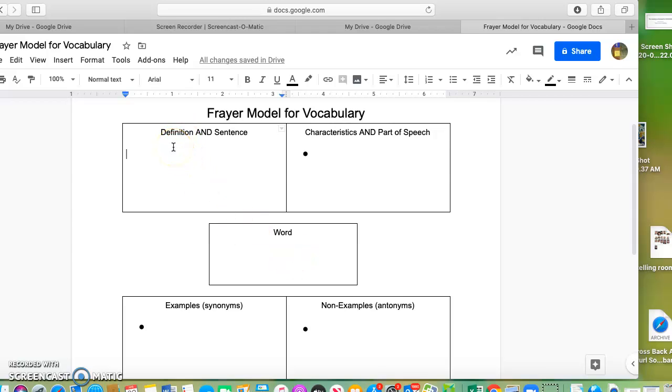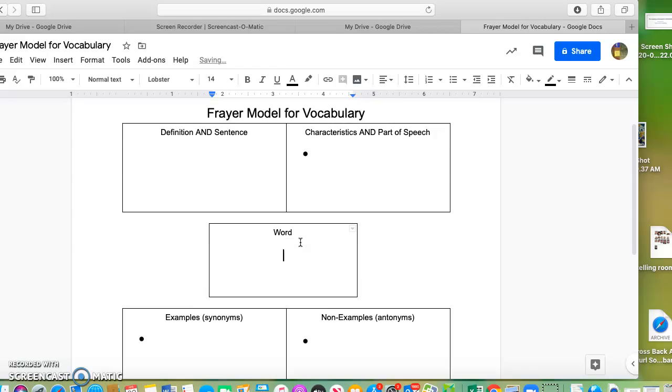Up at the top left, we have the definition and a sentence. The definition should be in your own words, not copied from a dictionary or dictionary.com, and a sentence of your own with the word in the sentence. On the box on the right, you have the characteristics and the part of speech the word comes from. And on the lower left, you have examples, which can be synonyms if you'd like. And then we have non-examples, which would be antonyms. So I'll show you how to use this using the word ponder.